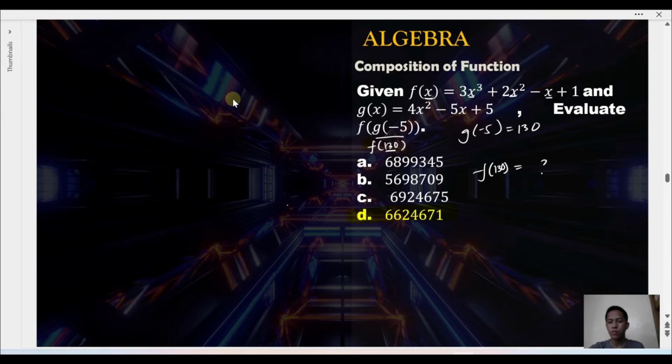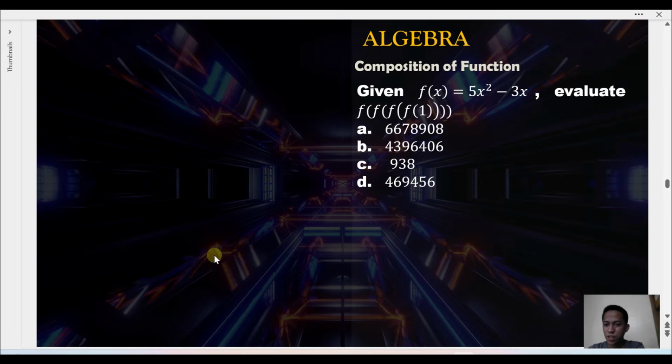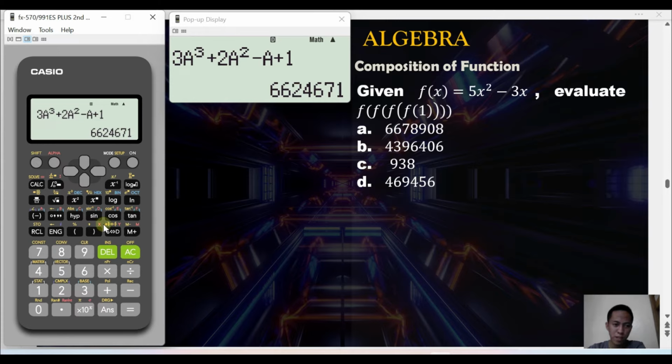Yun. So, let's proceed to our next problem. f of x equals 5x squared minus 3x. Evaluate f of f of f of f of 1. Okay? So, apat na beses tayong mag-substitute ng function. Okay? So, we have here, input lang natin guys yung function.